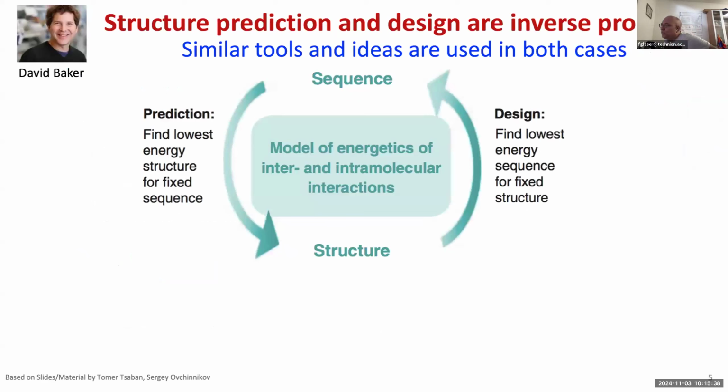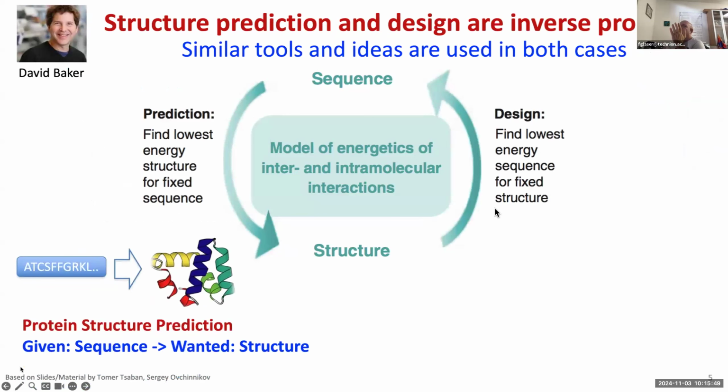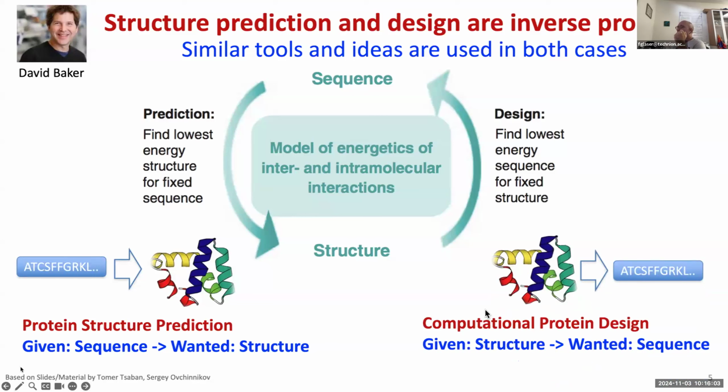Now I'd like to talk about the two different problems that they tackle. One is structure prediction, which is basically finding the lowest energy structure given a sequence. So given a sequence, I want to predict the structure. This is protein structure prediction, or protein modeling. And the other, opposite problem is having a structure and finding the sequence that stabilizes it. In other words, protein design is finding the lowest energy sequence for a fixed structure. So they are related but opposite problems.